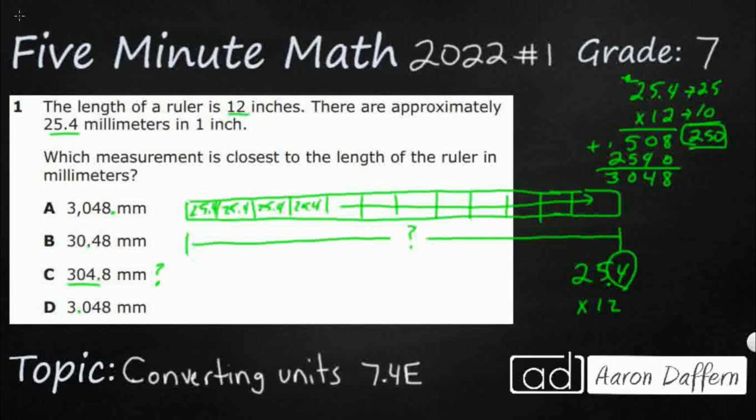And it's just this one. There's nothing in the 12. So then your answer has to have that many digits behind the decimal. So my product here needs to have a 1 digit behind the decimal. So my answer is going to be C.